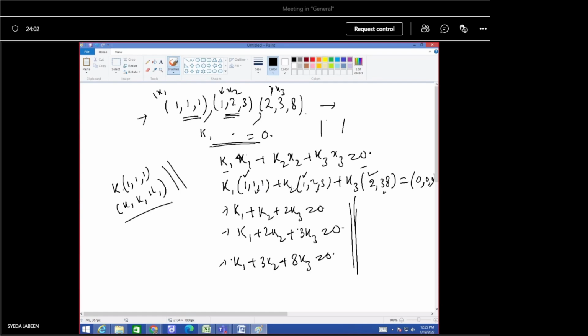Ma'am, all are coming 0. Yes, all are coming 0. So what conclusion? Linearly independent. Yes. Again, you can apply the transformation and check. So you can understand yourself which process you can cleverly choose to prove it.